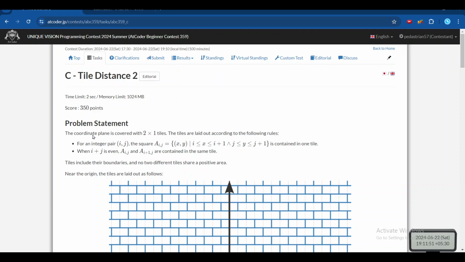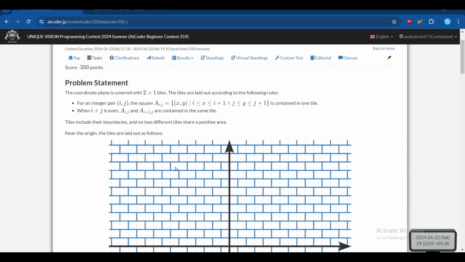Hello everyone. Today I am going to discuss the third problem of AtCoder Beginner Contest 359, which is Tile Distance 2. The problem is quite hard for me. We have to make some observations and I got stuck in the problem. So let's discuss the problem idea first.